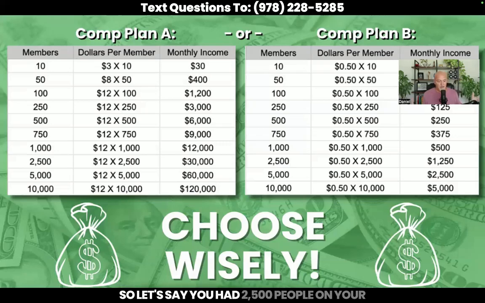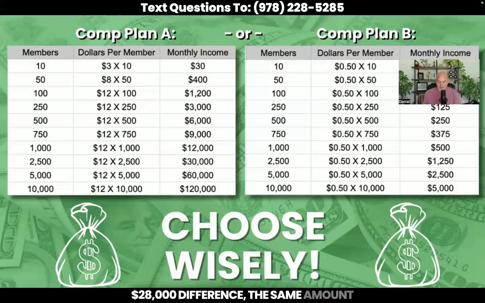So let's say you had 2,500 people on your team. And I know the people over in this other shiny object are getting close to maybe 2,500, 300 people. They're a couple of months in now of building this new thing. They're going to be making about $1,250 a month on 2,500 people. Okay. Now let's jump over to the left side and look at compensation plan A. 2,500 people gets you about $30,000 a month. Okay. That's over a $28,000 difference.